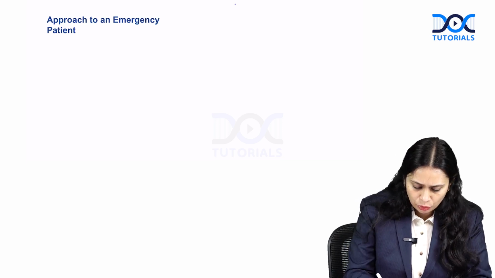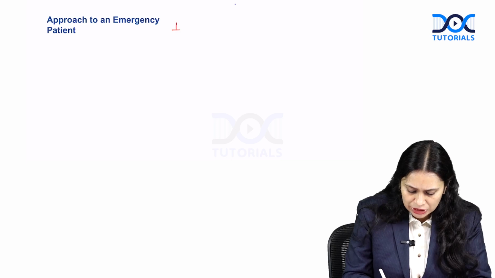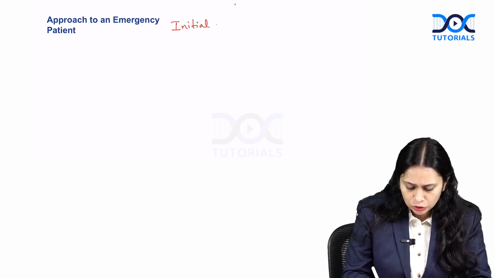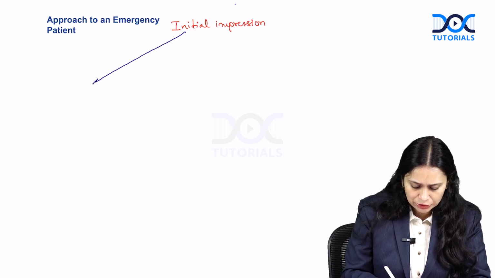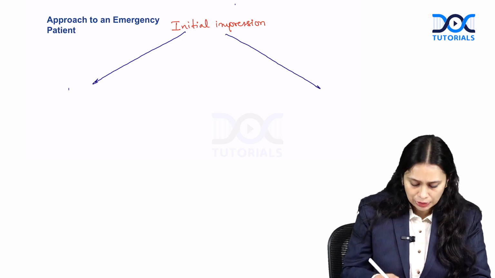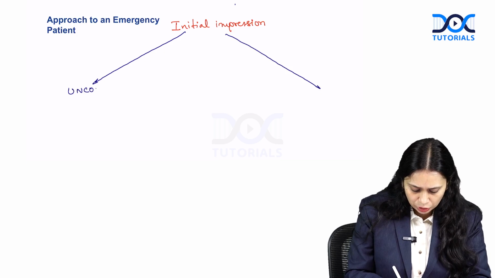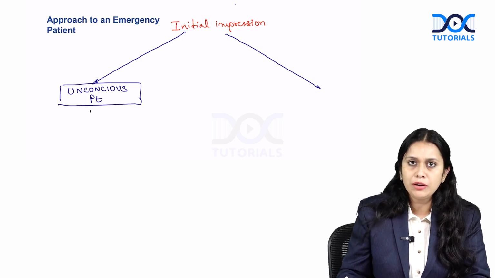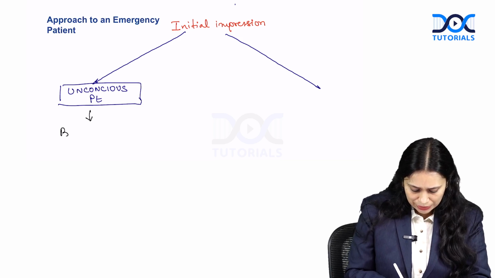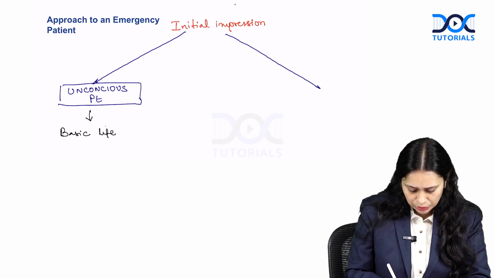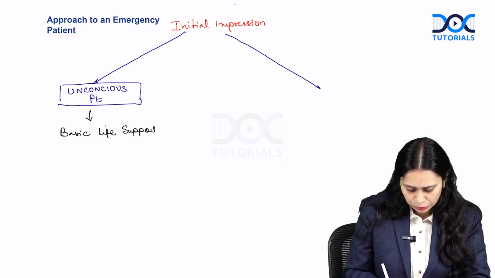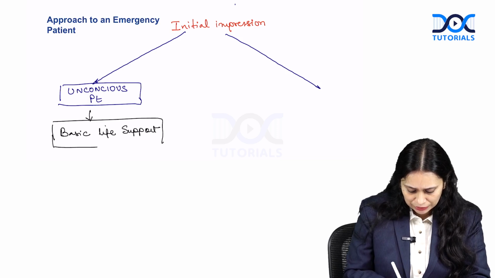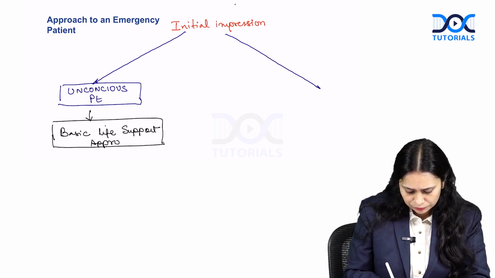So what is the approach to an emergency patient? The initial impression is what we have to see. By initial impression, we try to see whether the patient is conscious or unconscious. Let us assume my patient is unconscious. When I find my patient is unconscious, we go for something called the BLS approach, the basic life support approach. We'll talk about the basic life support approach, okay everyone?